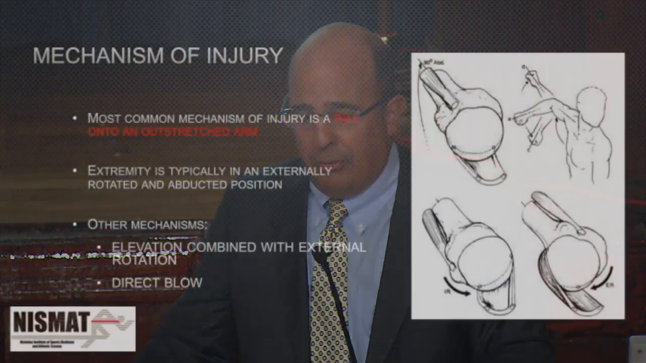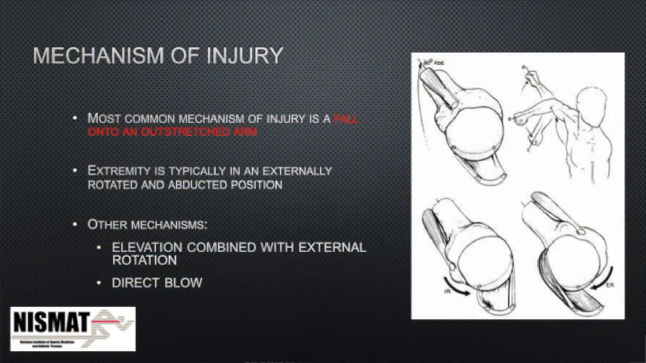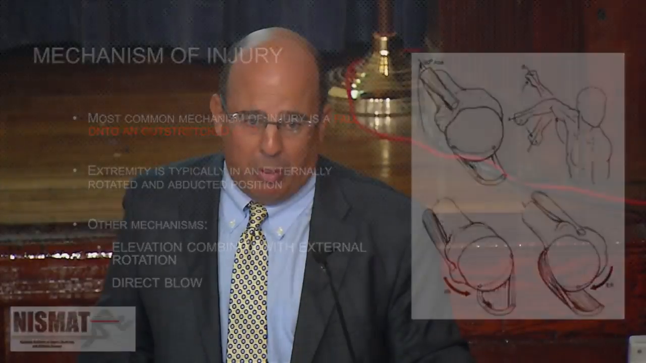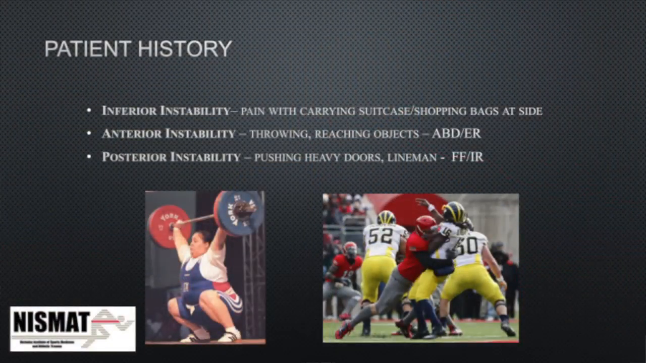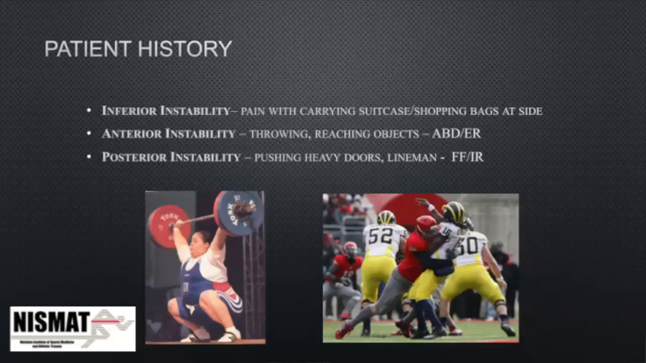The most common mechanism of injury is a fall on an outstretched arm, or, as happened to many running backs, lying down, the lineman runs up, extends the arm with slight external rotation, and the shoulder pops out. So we have to understand the direction of the instability, whether these patients have inferior, anterior, or posterior instability, to make determinations as to whether these patients can return to play.